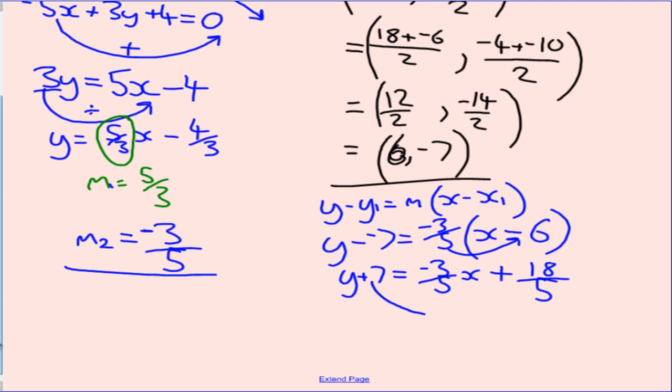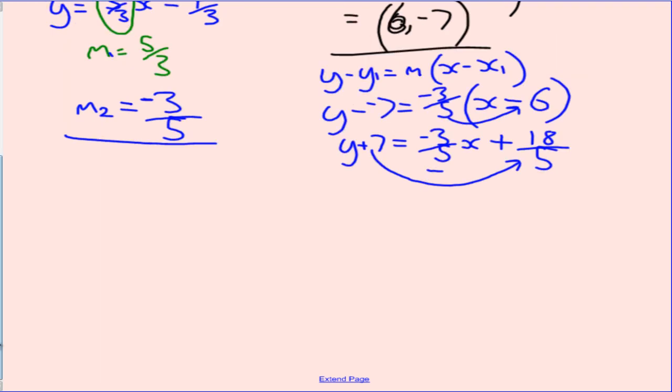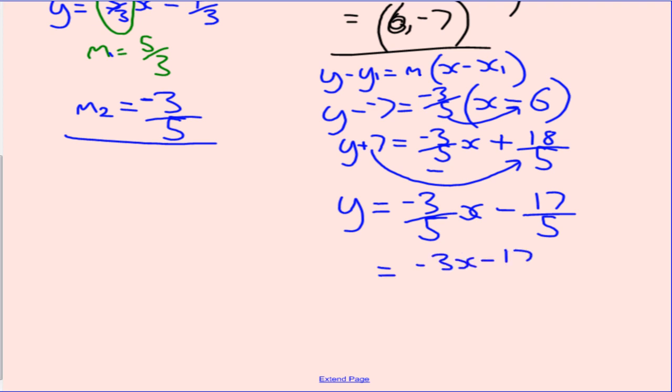Then we need to move this 7 on the other side by taking it away, doing the opposite of what it's got at the moment. We will be left with y equals negative 3 over 5x, which will give us negative 17 over 5. Now, if you'd like, you could clean that up to be negative 3x minus 17 all over 5, but again, that's just a final aesthetic step. I prefer this one here because it's more informative. Okay, that's example 2 done.